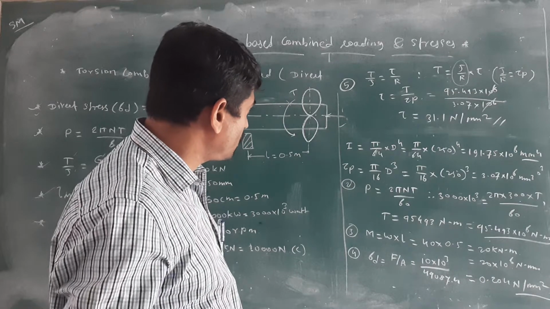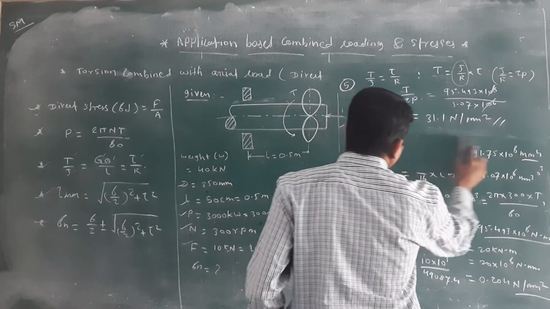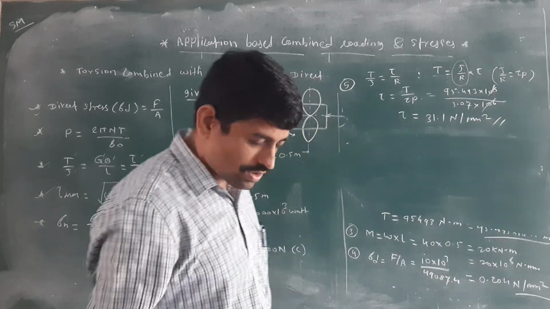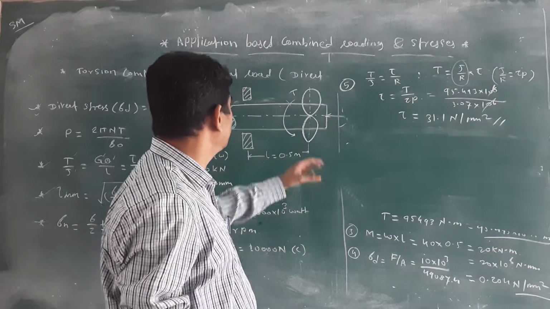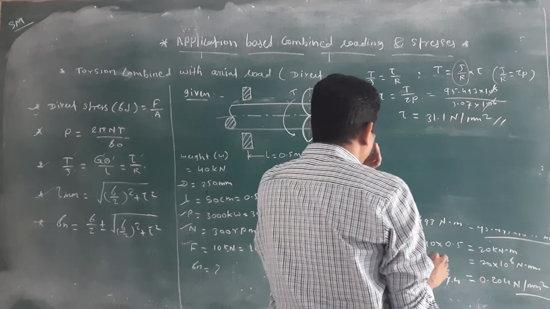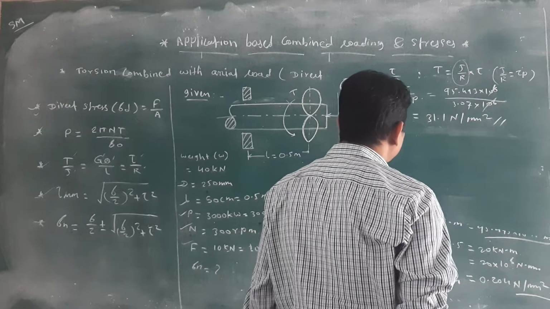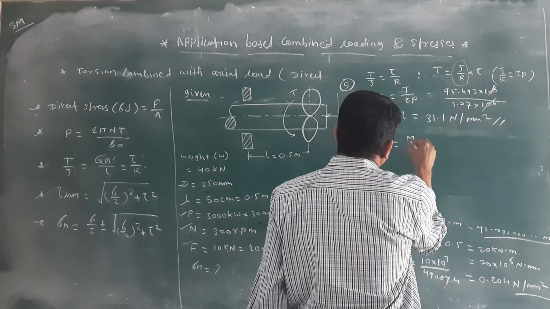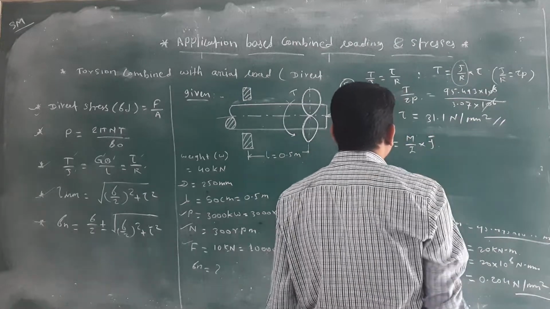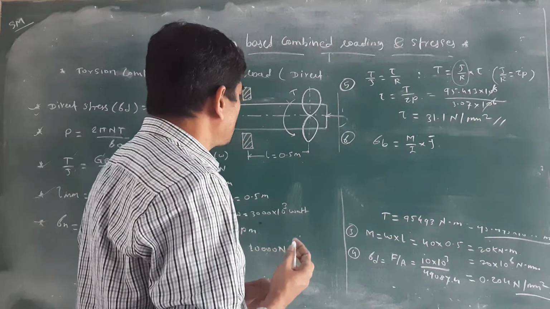Then next, what do we want to calculate? I will erase this. Next we want to calculate the bending stress. Due to the moment here we will get bending in the shaft. We know the bending formula. What is the bending formula? Sigma b, the bending stress, is equal to M by I into y, or we can say y bar. Sigma b is equal to M by I into y bar.